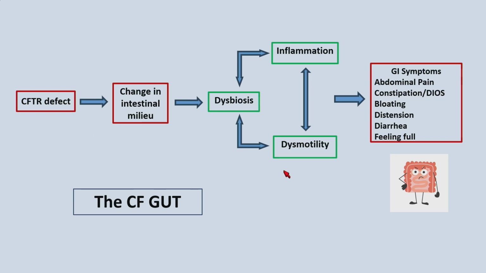There is a concept of CF gut, according to which defective CFTR in the intestine causes luminal dehydration and accumulation of viscous mucus, leading to changes in the intestinal milieu. This promotes dysbiosis, inflammation, and dysmotility, which further alters the intestinal milieu, which then enters into a vicious cycle. We believe that this CF gut explains a larger number of GI symptoms, such as abdominal pain, constipation, etc.